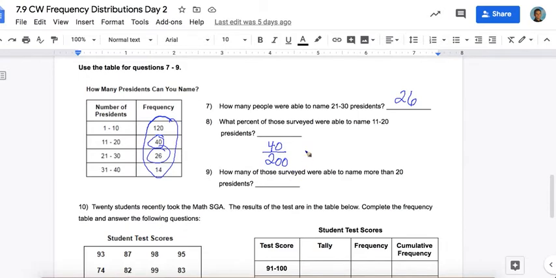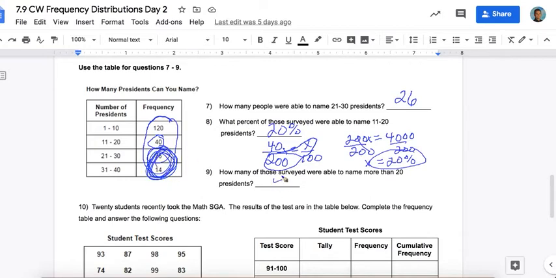Once again, I can use the decimal method or the percent proportion. I'm going to go back to the percent proportion to review proportions. 200 times x is 200x, and 40 times 100 would be 4,000. Divide by 200, and I get 20%. How many of those surveyed were able to name more than 20 presidents? More than 20 would be these two right here, and 26 plus 14 is 40.